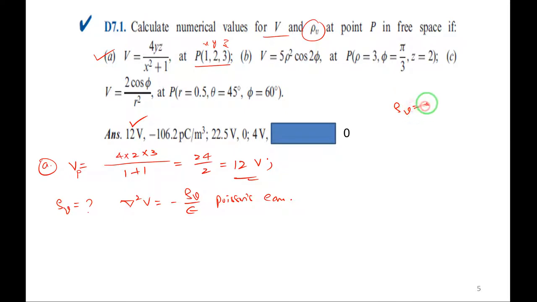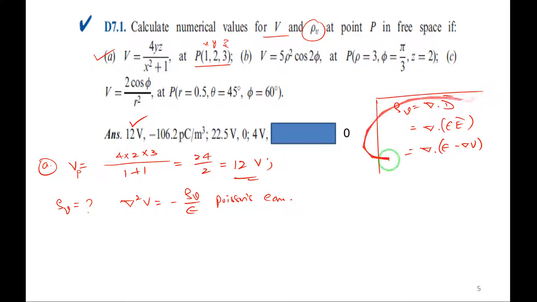Rho v is del dot of D, but D is not given. So let me test: del dot of what is D? D equals epsilon E, and del dot of epsilon E, where E is equal to minus del V. So instead of doing all these things, it is better to use Poisson's equation.